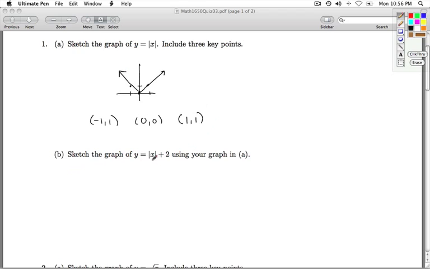1b, we're asked to sketch the graph of this function, y equals absolute value of x plus 2, using the graph you started in a. So we look at where this plus 2 is happening. This plus 2 is happening outside the absolute values. Since it's happening outside the absolute values, that's going to affect the y values. We're going to be adding 2 to all the y values we had before.